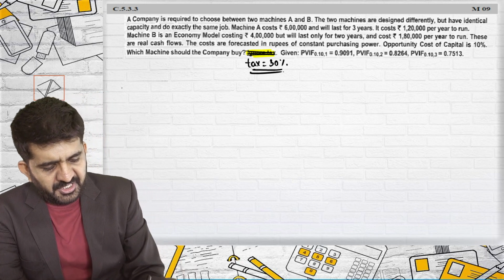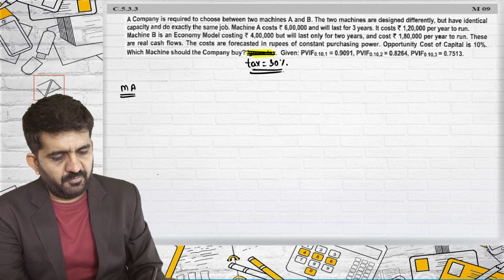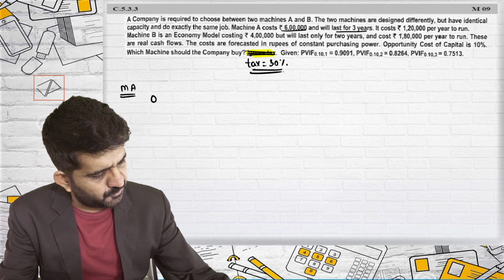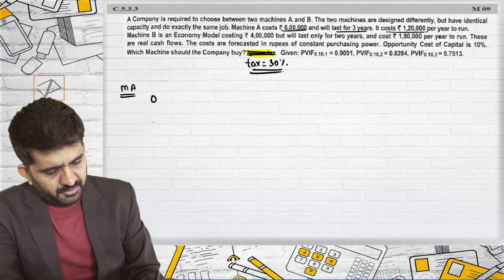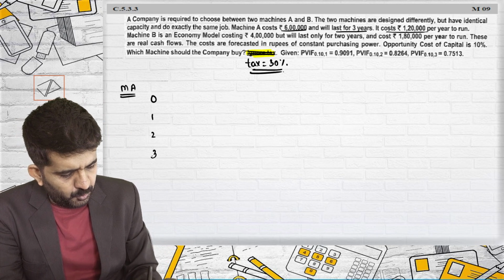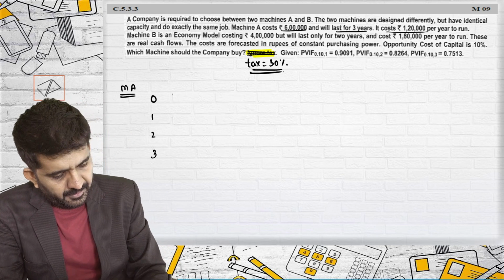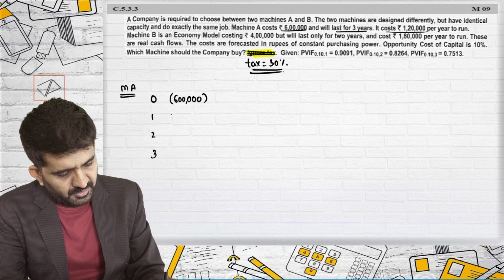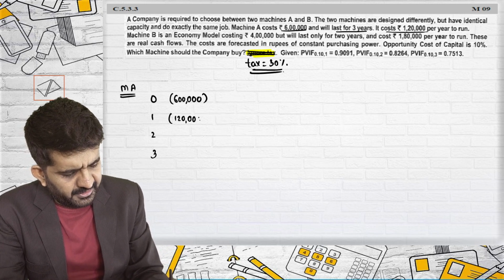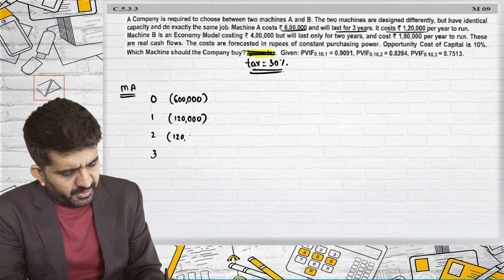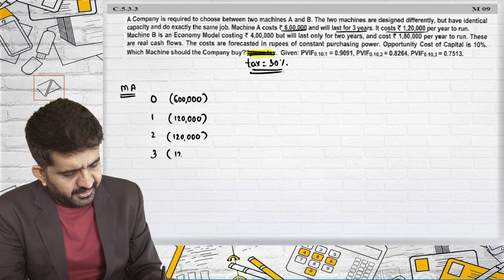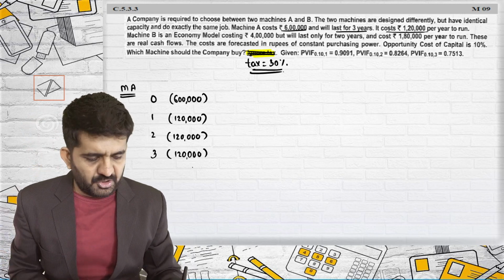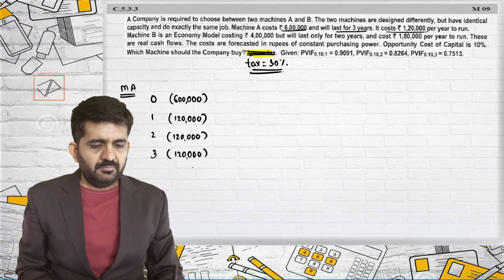Alright, machine A, I am solving it first. At 0, machine A costs rupees 6 lakhs, lasts for 3 years, costs 1,20,000. Time 0, 1, 2, 3. Negative 6 lakhs, negative 1,20,000, negative 1,20,000, negative 1,20,000. You can do the first, second and third year together. It does not make any difference.